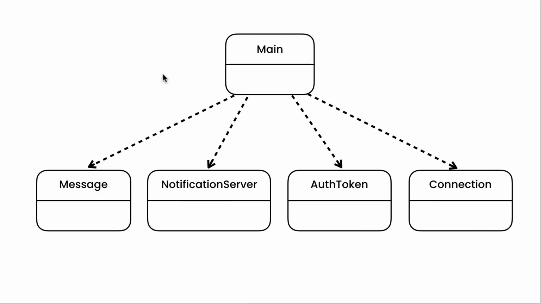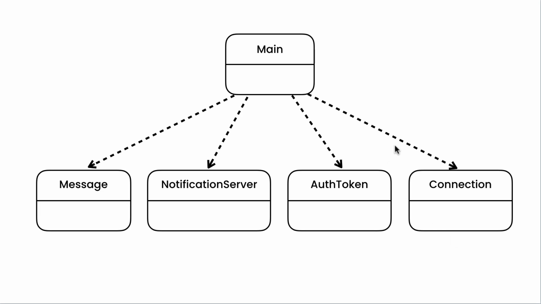Here's our current structure. We have this main class that is dependent on these four classes for sending a notification. There are two problems with this structure. The first problem is what I told you in the last video. Sending a notification is a bit difficult. Every time we want to send a notification, we have to follow a number of steps. So that's the first problem.